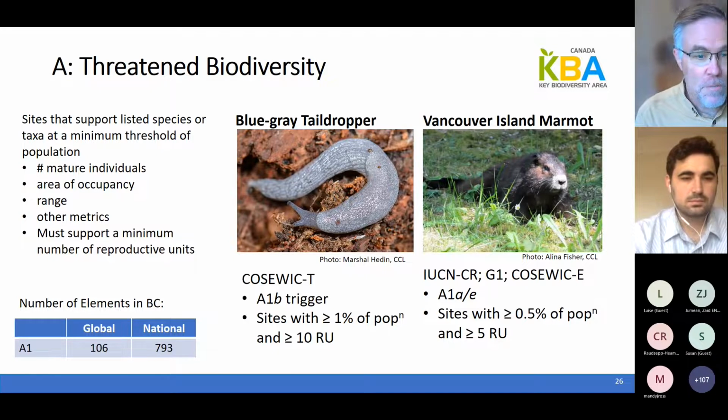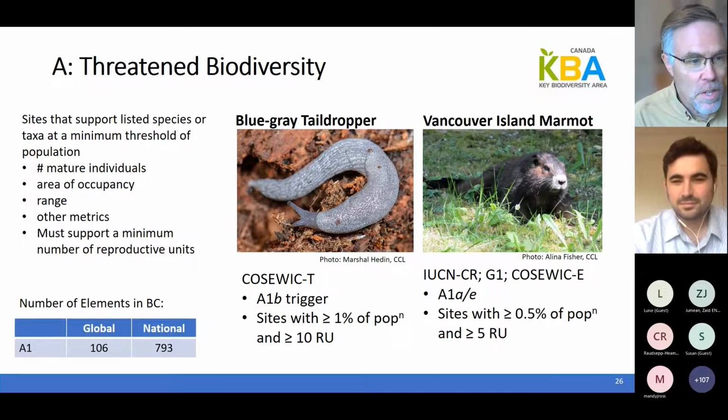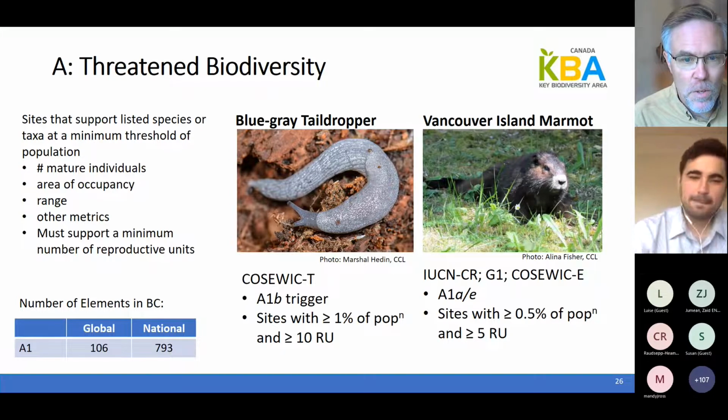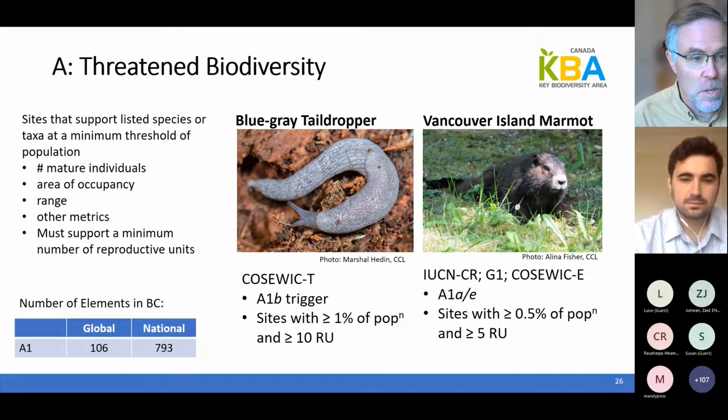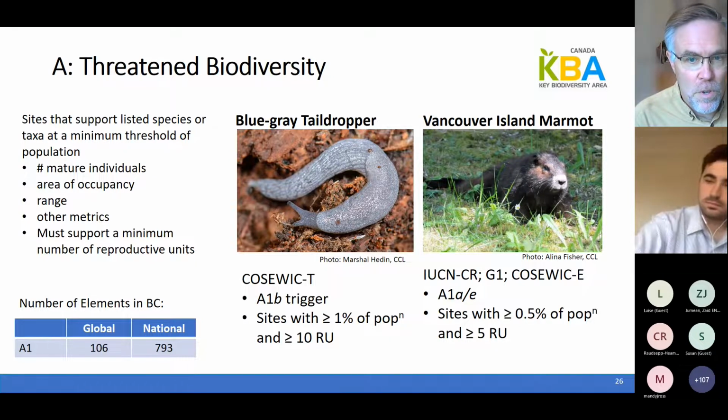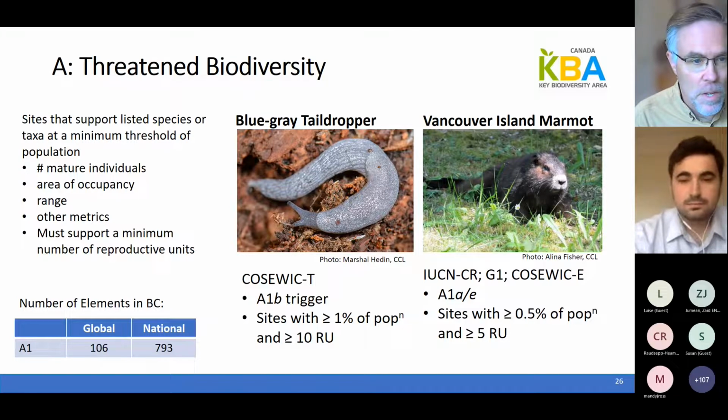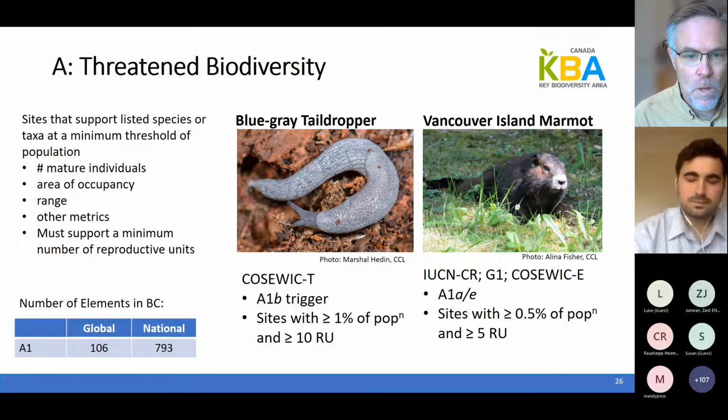An example is Canada's favorite endemic, the Vancouver Island marmot, a species listed as critically endangered by IUCN, ranked G1, COSEWIC endangered. It's criterion A1a specifically. It's also a criterion B trigger because it's geographically restricted. So any site that supports more than 0.5% of the global population and has 5 or more reproductive units is a KBA site. Those are some of the fine scale metrics that we have to look at.